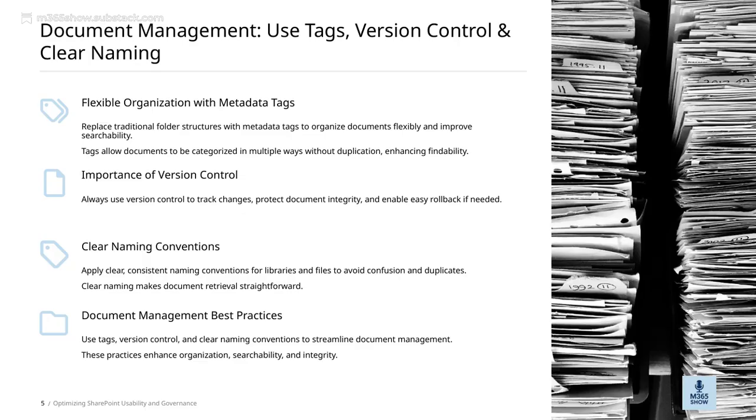Another important point is replacing traditional folder structures with metadata tags. Instead of rigid folders, tags give us the flexibility to organize documents in multiple ways and enhance searchability. With tags, documents can be categorized in various manners without creating duplicates, making it easier for everyone to find what they need. All these practices connect back to our overall goal, making SharePoint more efficient, organized, and user-friendly for everyone.